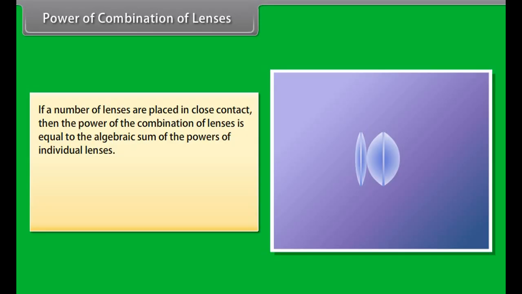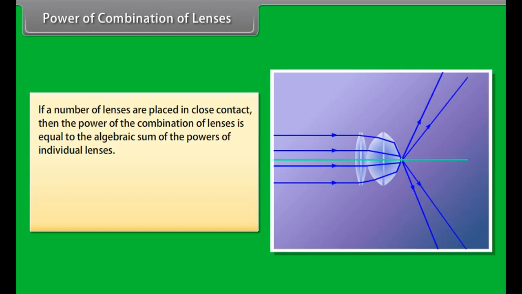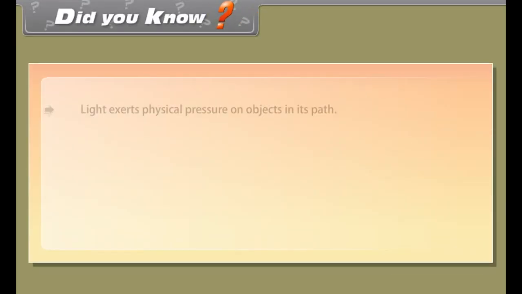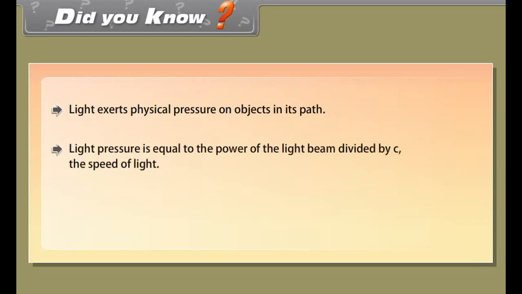Important points. The power of convex lens is positive. The power of concave lens is negative. Power of combination of lenses. If a number of lenses are placed in close contact, then the power of the combination of lenses is equal to the algebraic sum of the powers of individual lenses. P is equal to P1 plus P2.